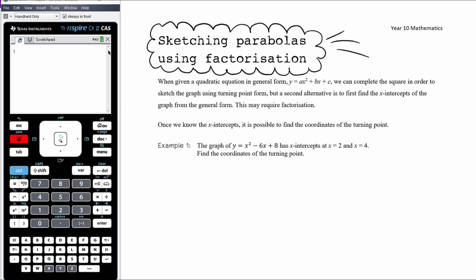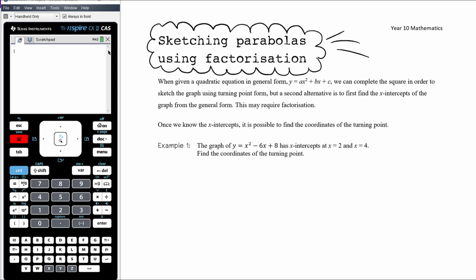Today we're going to be looking at when we've got the equation not in turning point form, but how we can sketch it without having to convert it to turning point form. Okay, so I'm not saying the previous method was a bad method. In fact, in many cases I think it's a really good method for sketching the parabola. But there are other options too, particularly if the equation factorizes.